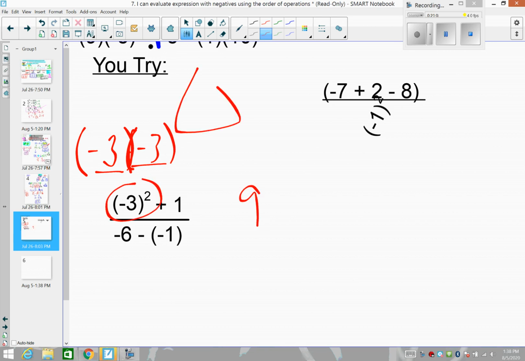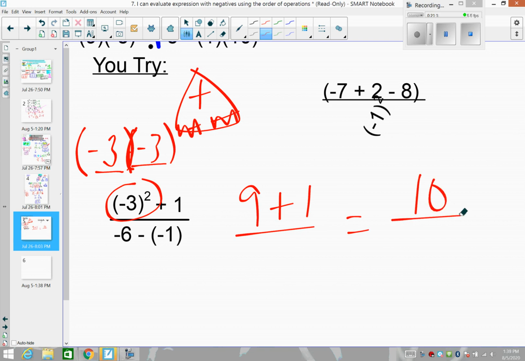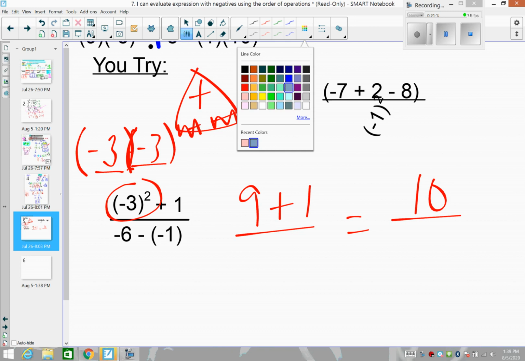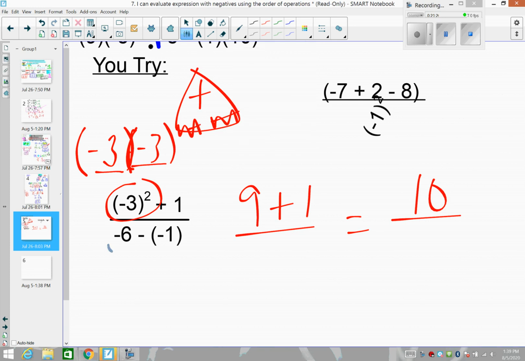Because it's a triangle, right? Negative times negative is positive. Then we have a +1. Well, 9 plus 1 simply is 10. You could tug of war that, but not necessary. Now in the denominator, this is a tug of war because of that subtraction sign.